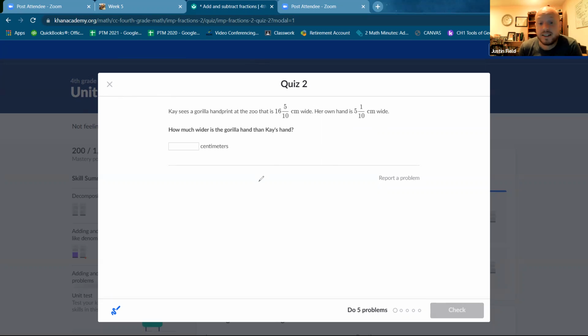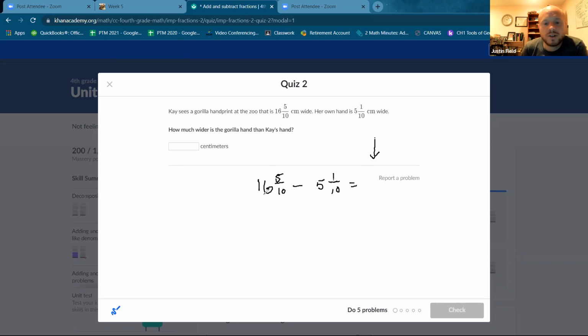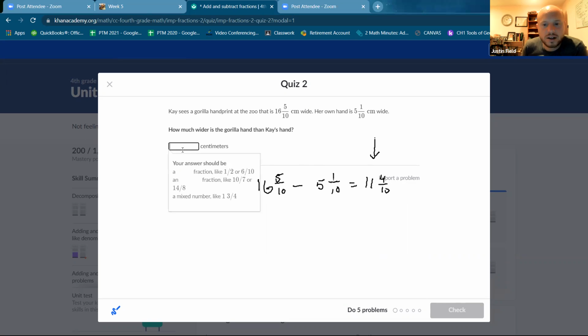That is subtraction. So we have the gorilla hand, and if we want to figure out how much wider it is than Kay's hand, we have to subtract the two, and the difference will be the leftover amount, how much wider it is. So we can subtract our whole numbers. 16 minus 5 is 11. And subtract our fractions. 5/10 minus 1/10 is 4/10. So I'm going to write 11 and 4/10.